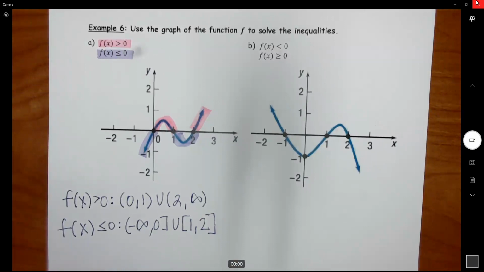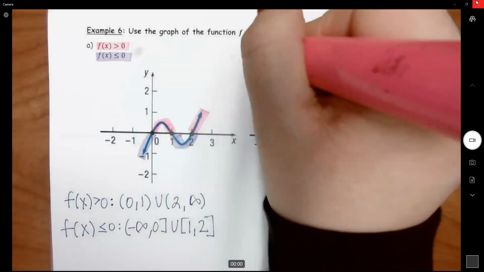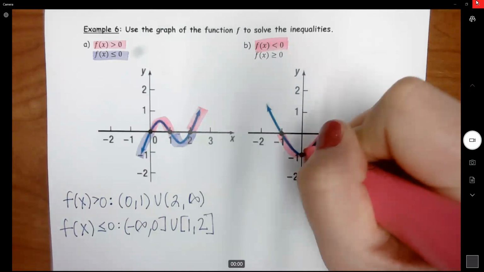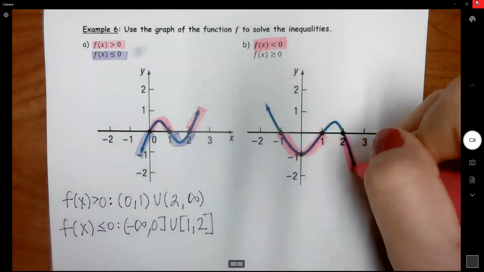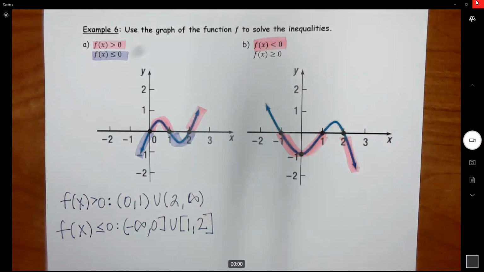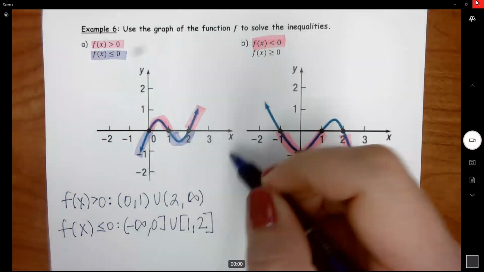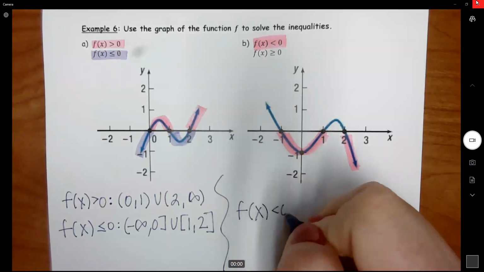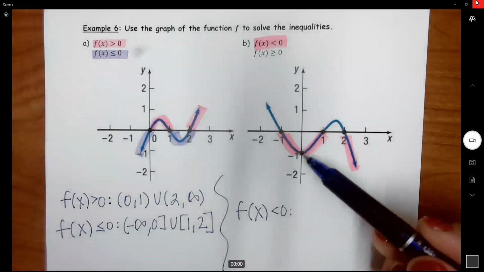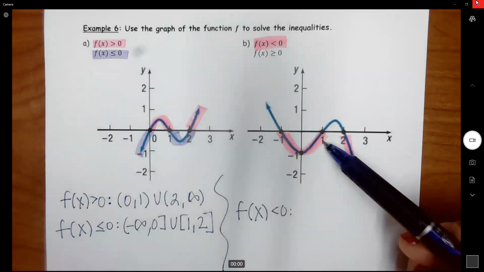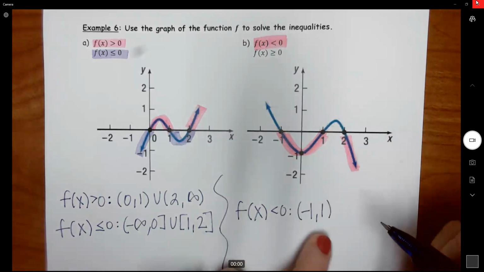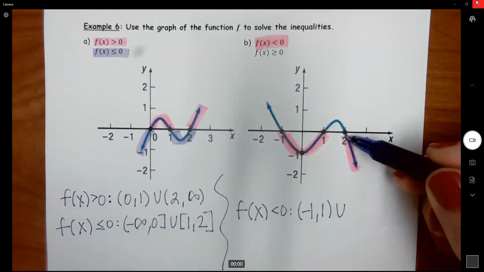Okay, same thing here. We want to determine when f of x is less than 0. Less than is below. This portion of the graph and this portion of the graph have y values that are less than 0. So this portion here is negative 1 to 1. It's not or equal to, so we get parentheses here. And then union of 2 to infinity.